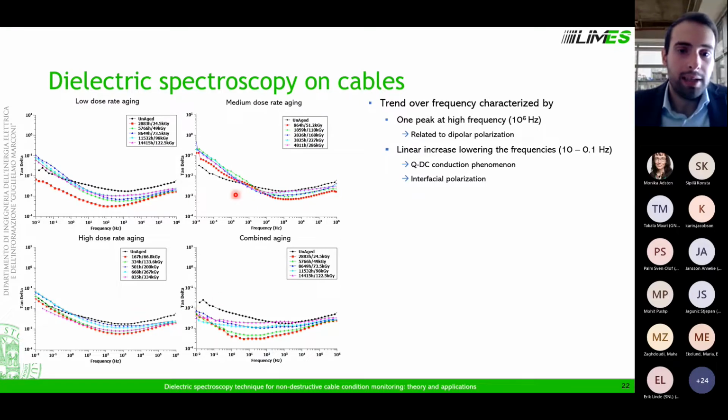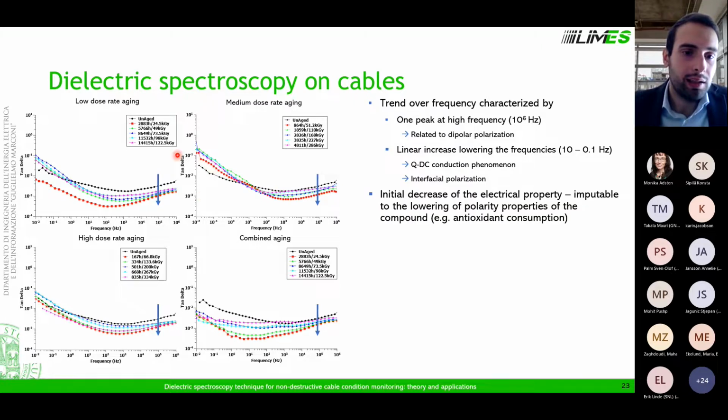In all the dielectric spectra you can see here, we have 2 different peaks, one in the highest frequency region, which is related to the dipolar polarization, and one in the lowest frequency region, which is related again to the interfacial polarization and DC conduction phenomena. Focusing on the highest frequency region, you can see that during the first aging, from the black line to the red line, we have a reduction of the dissipation factor values, so the dielectric losses.